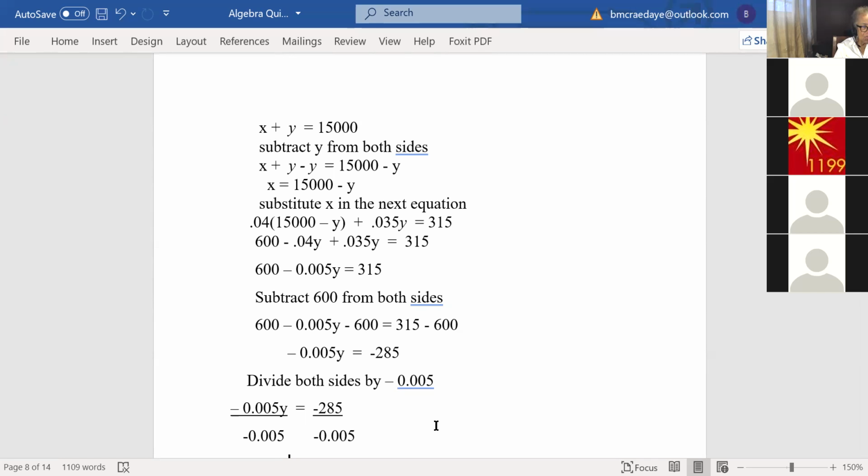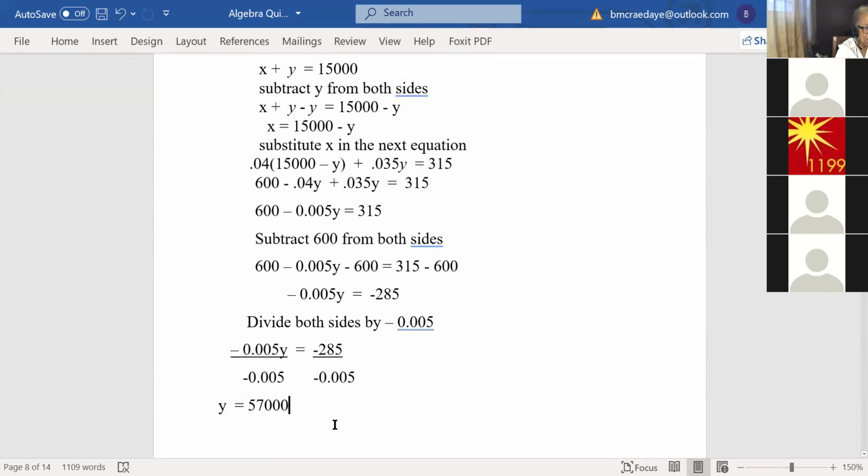So minus 0.005y is minus 285, and we divide both sides by 0.005. And that gave us a number that's incorrect, because the sum of the two can't be more than 15,000. So you divide negative 285 by negative 0.005. That's how we got the 57,000, right?